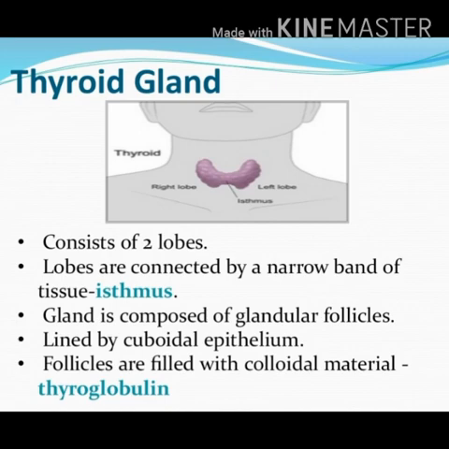isthmus. This gland is composed of glandular follicles. These glandular follicles are lined by cuboidal epithelium, and these follicles are filled with colloidal material known as thyroglobulin. So this gland is made up of glandular follicles, lined by cuboidal epithelium and filled with thyroglobulin.